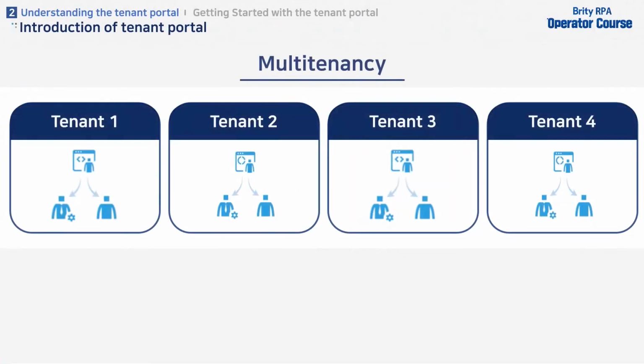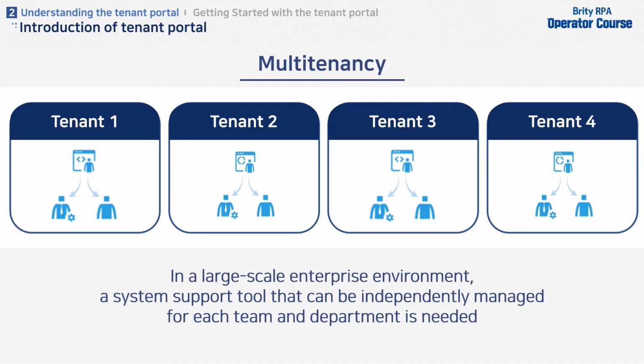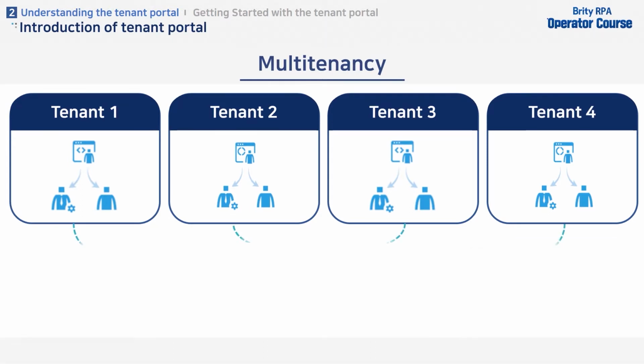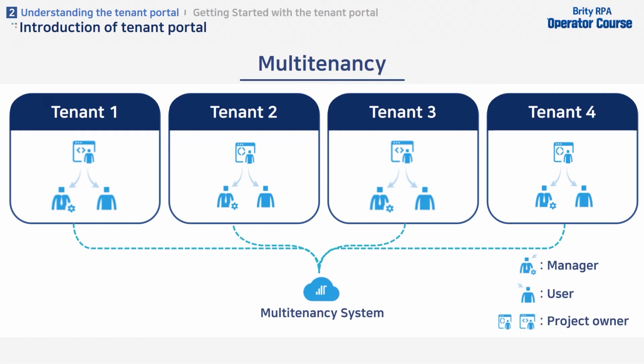An architecture with multiple tenants is called multi-tenancy. In a large-scale enterprise environment, a system support tool that can independently manage multiple teams and departments and perform automation tasks is needed. The Brity RPA solution provides a multi-tenancy environment to support automated business operations by department.